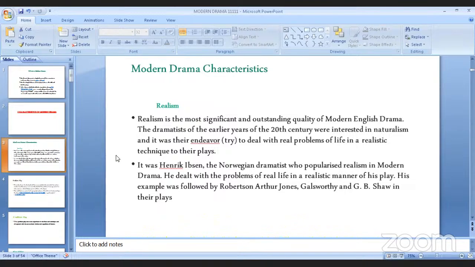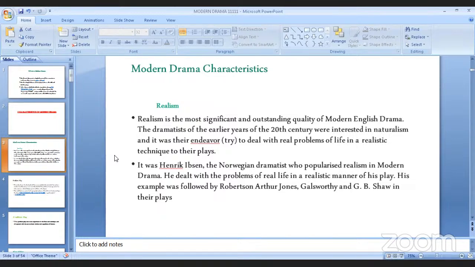Then, moving on to the characteristic features of the modern drama. Now, if you look at it, realism is the prominent characteristic feature we find in modern drama. It is the most significant and outstanding quality of modern English drama. The dramatists of the earlier years of the 20th century were interested in naturalism, and it was their endeavor to deal with the real problems of life in a realistic technique in their plays.